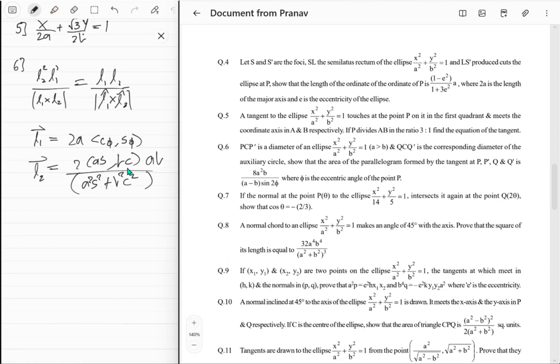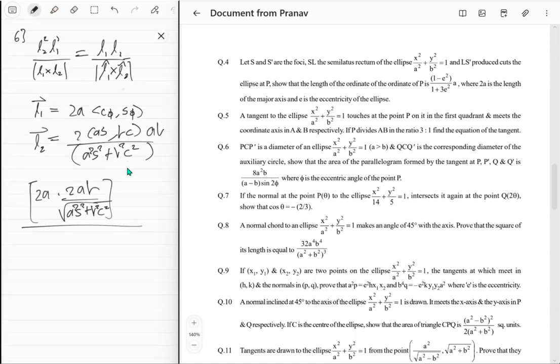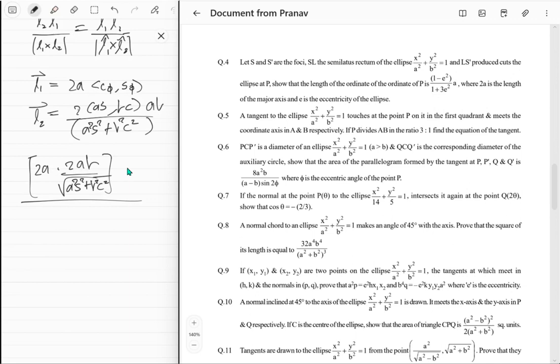Okay, cool. So the magnitudes are just 2a times 2ab upon square root of a square sine square plus b square cosine square. That's the magnitude part, and then you gotta divide by L1 cross L2, right? So L1 times L2. Oh, sorry, the unit vectors, just those. So no need for all of this then. Just look for cosine phi, sine phi.